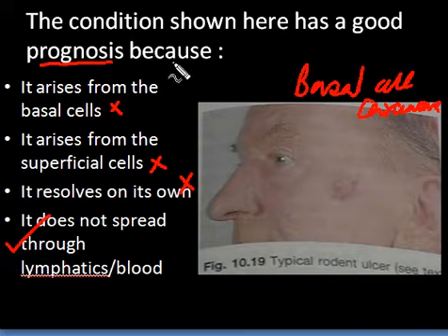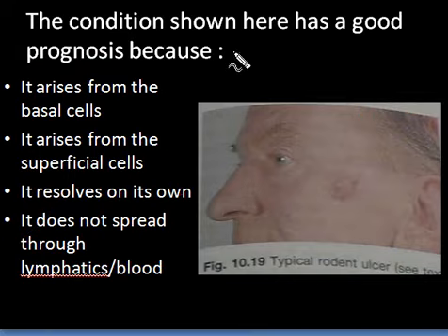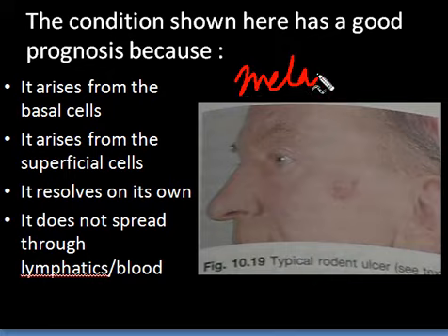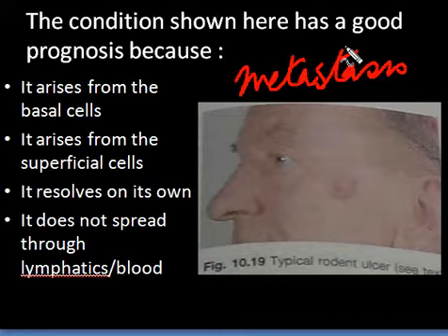Any condition is called dangerous, any kind of carcinoma, when it metastasizes, and the word is metastasis, which means that it spreads, because if it spreads, it can go to distant areas. So melanomas or malignant melanomas, those are considered dangerous because they spread through lymphatics and blood. This one does not. So therefore, it has a good prognosis because it does not spread through lymphatics and blood.